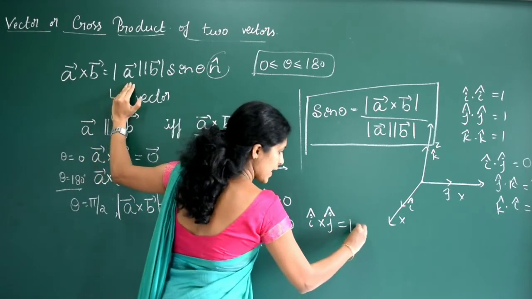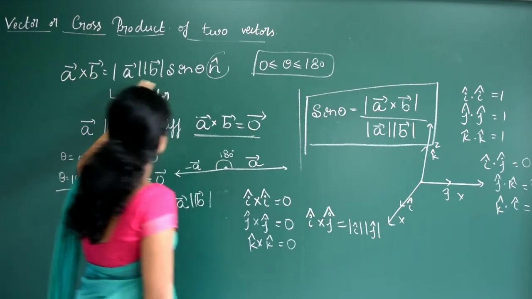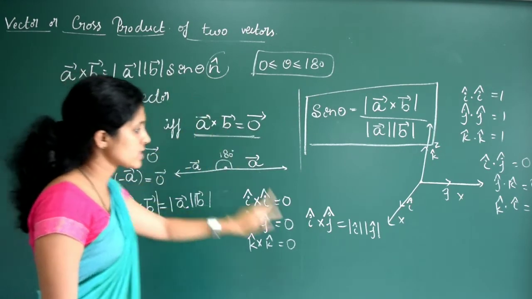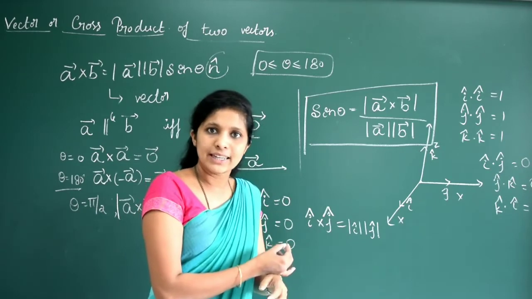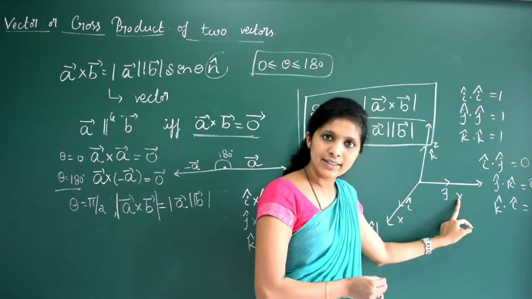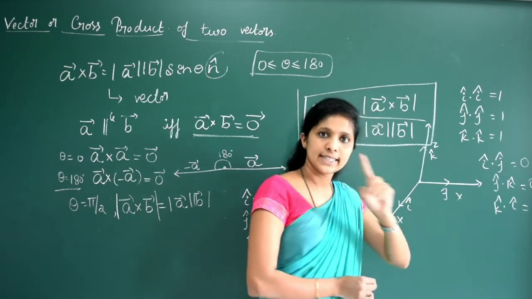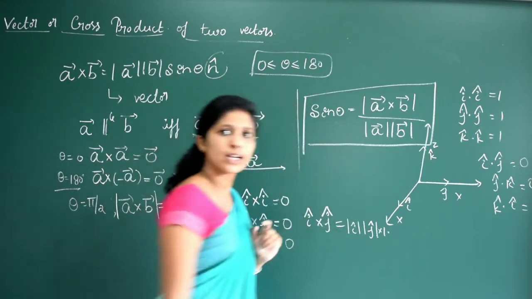See, magnitude of i cap into magnitude of j cap into sin theta. Theta is the angle between i and j. All the three axes are mutually perpendicular to each other, right? So the angle between i and j will be 90 degrees, right? What is the value of sin 90? It is 1. So I can write 1.